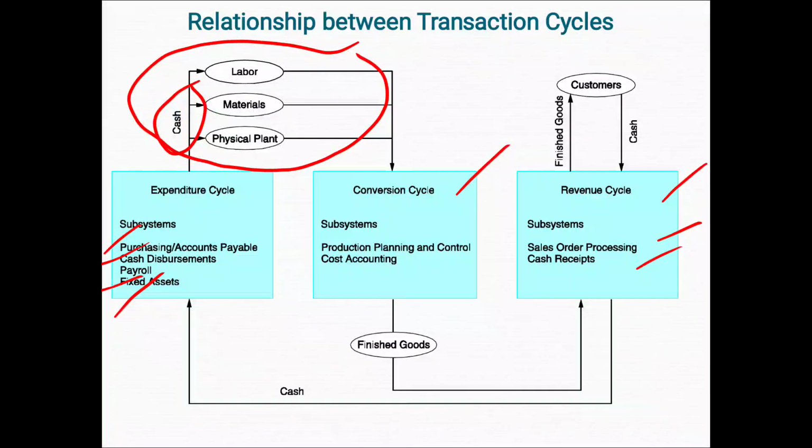So, under this conversion cycle, syempre, through these two subsystems, the production planning and control, and then the cost accounting system, the different manufacturing firms natin, 'di ba, they can convert raw materials into finished products through formal conversion cycle operations kasi nakapag-plan na sila, nakapag-cost na sila. So, yun yung under dyan sa conversion cycle natin.